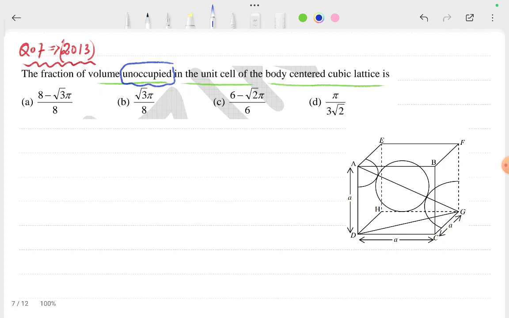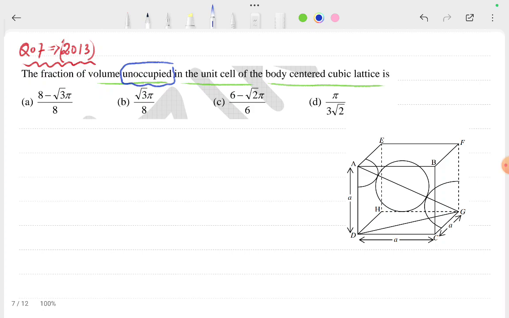And then we subtract this value from the volume of this unit cell. We can calculate how much fraction of volume is unoccupied in the unit cell. So please be careful. They ask unoccupied or occupied. It's very contradictory. It's a very big dilemma, right?